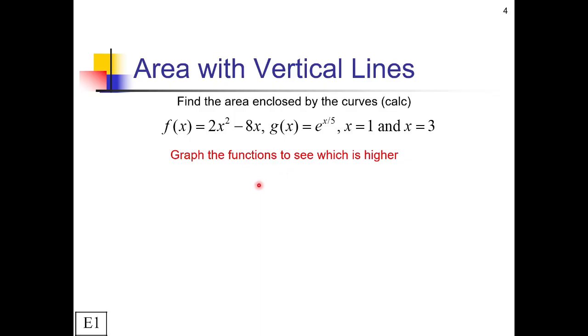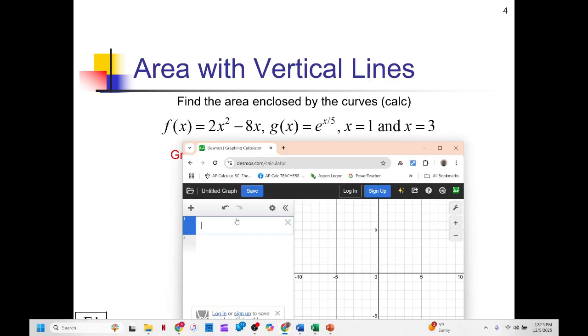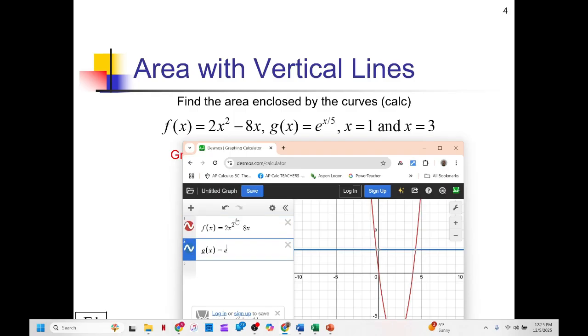So go into Desmos here. We've got f of x equals 2x squared minus 8x, so a parabola. And then we also have g of x equaling e to the exponent x over 5, so we have an exponential function. And then we also have the vertical lines x equals 1 and x equals 3.